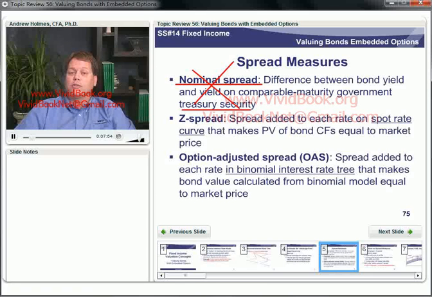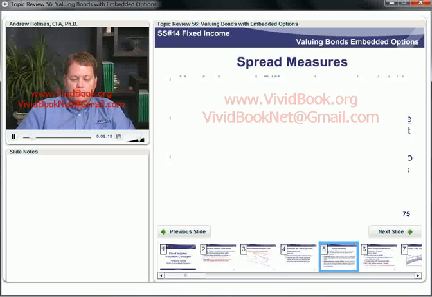So that leaves us with the two important measures, which for our purposes are going to be the z-spread and the OAS. So what is the z-spread? Well, the z-spread is the spread that you add to each rate on the spot rate curve that makes the present value of the cash flows equal to the market price. Now, let's think about what that means for a moment. If we draw a spot rate curve, we're looking at time against spot rates. So I'm going to put an S there. And we have this set of spot rate curves.